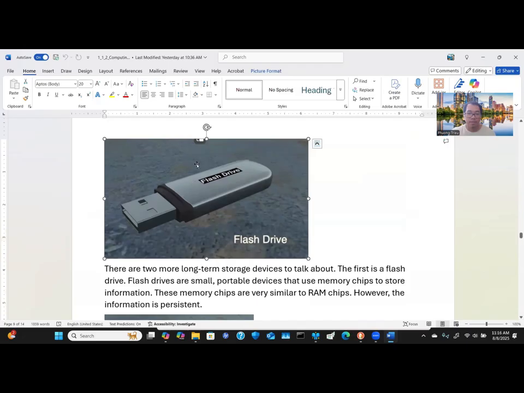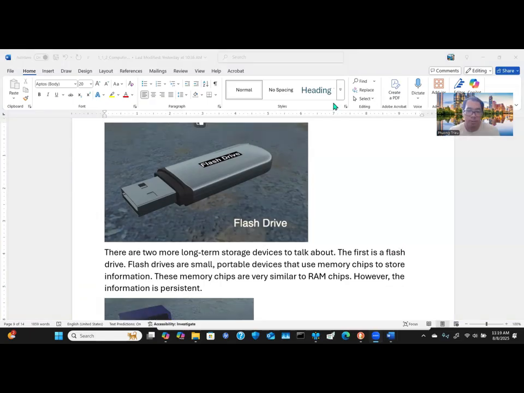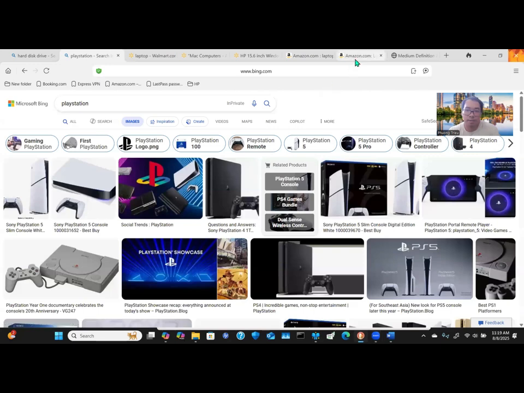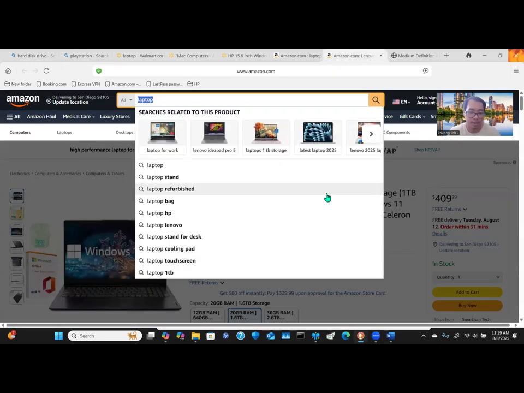This is called a flash drive, or people might call this thing a USB. There are two more long-term storage devices to talk about. The first is a flash drive. Flash drives are small portable devices that use memory chips to store information. Let me show you information about flash drives on some marketplaces like Walmart and Amazon, so that you can compare the price or see some specific details about it.